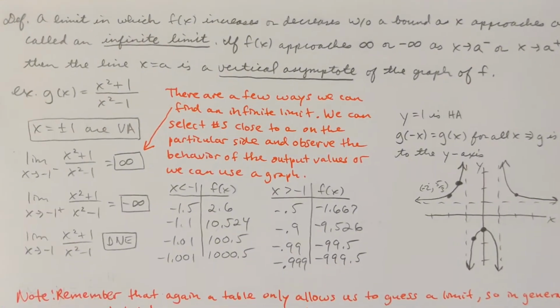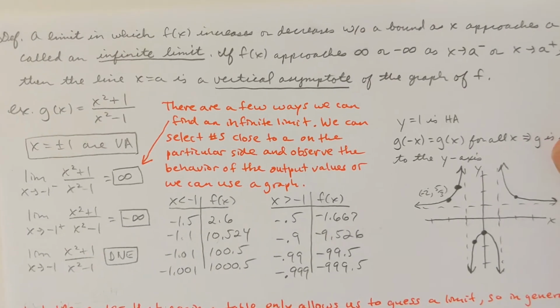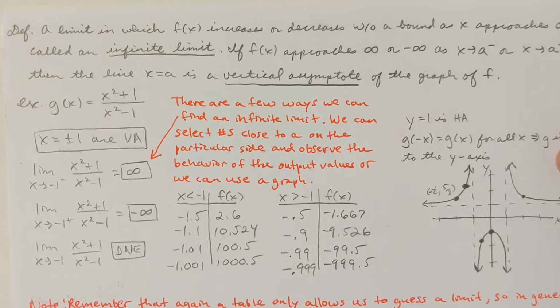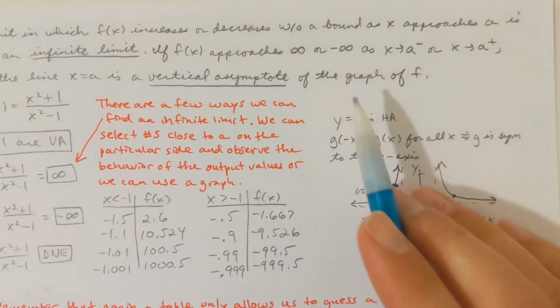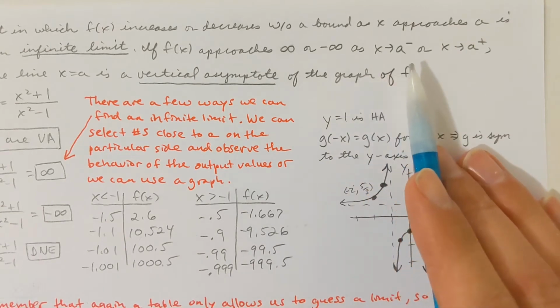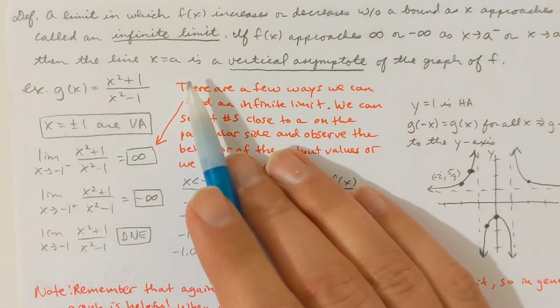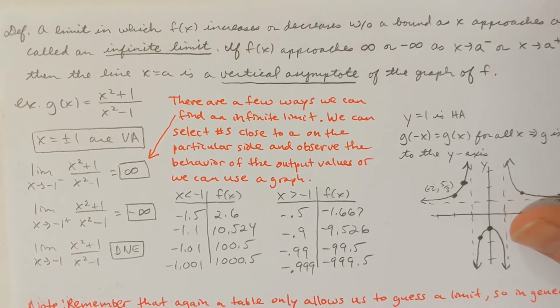Okay, here's a definition. A limit in which f of x increases or decreases without a bound as x approaches a is called an infinite limit. Okay, if f of x approaches infinity or negative infinity as x approaches a from the left or a from the right, then the line x equals a is a vertical asymptote of the graph of f. Okay, so there's a connection between infinite limits and vertical asymptotes.